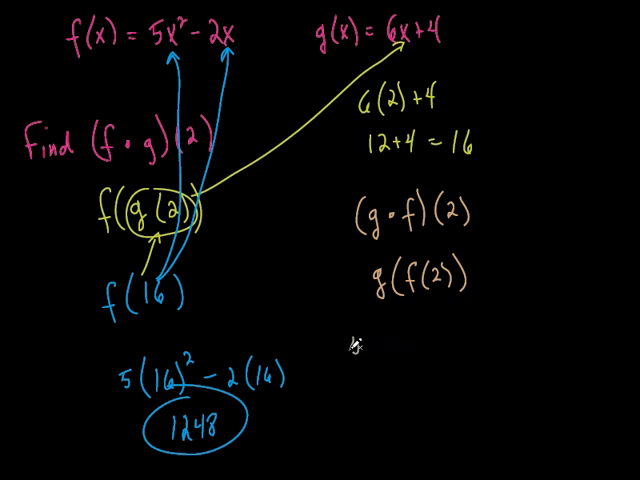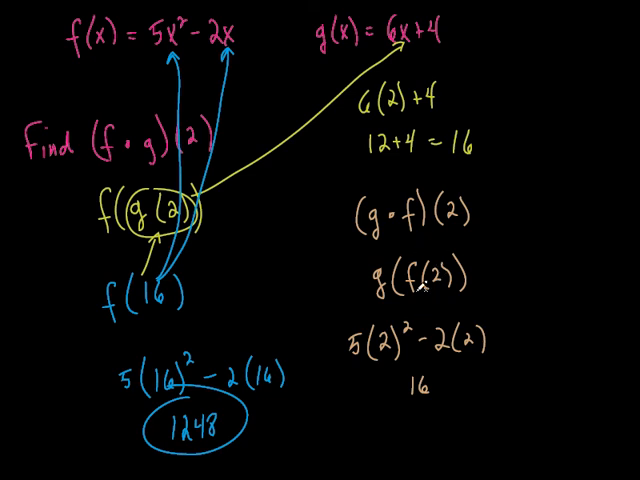So let's do that. So it's going to be 5 times 2 squared minus 2 times 2. It's a little easier. 2 squared is 4, times 5 is 20, minus 4 is 16. Oh, look at that. We get the same thing, didn't we? And that's not always going to work out like that, but that was kind of nice.